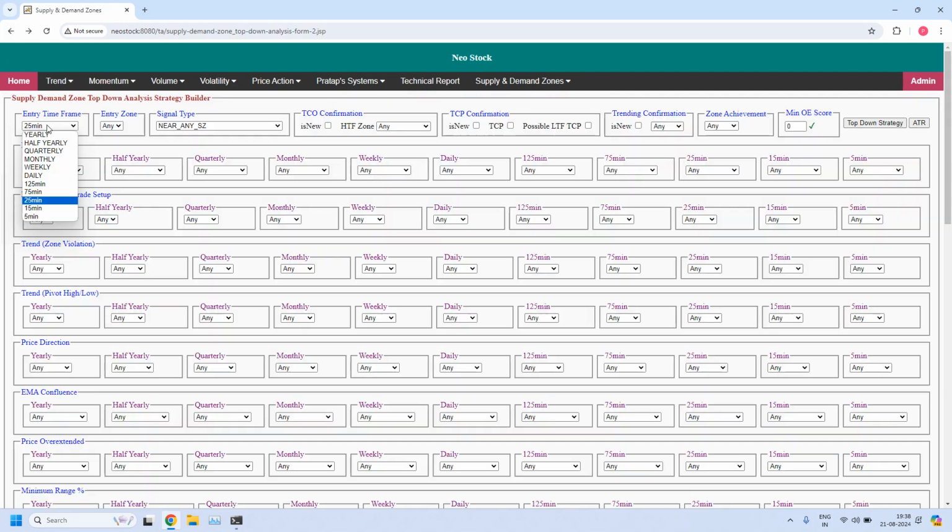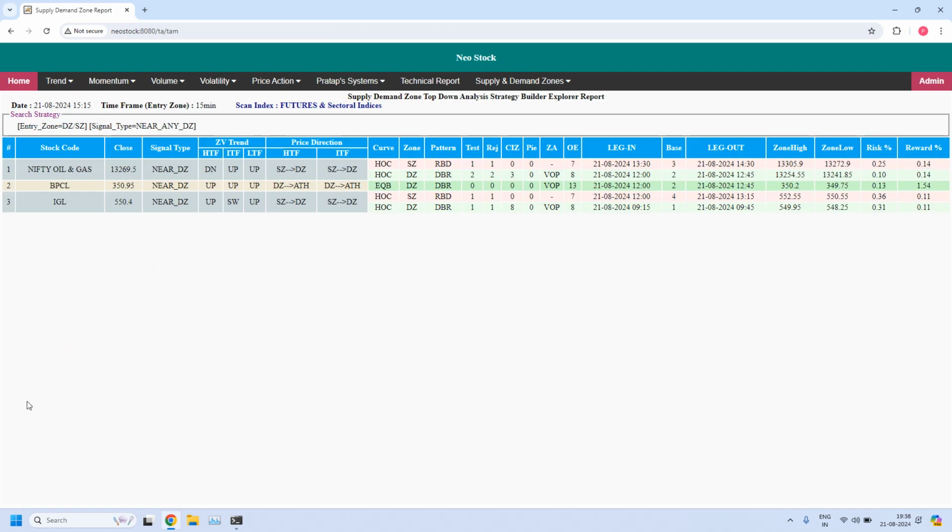The next time frame is 15 minutes. Let's find the stocks near 15 minutes demand zone. 3 stocks are filtered near to the 15 minutes demand zone.